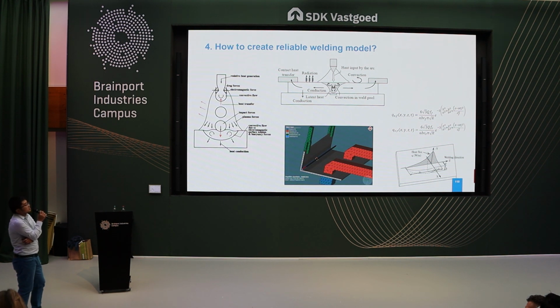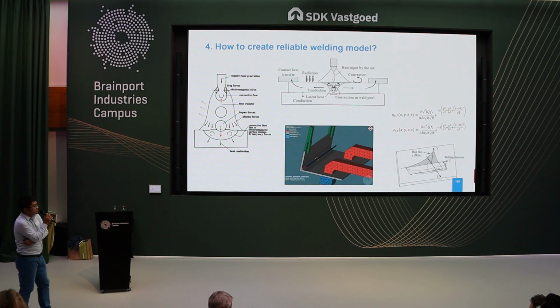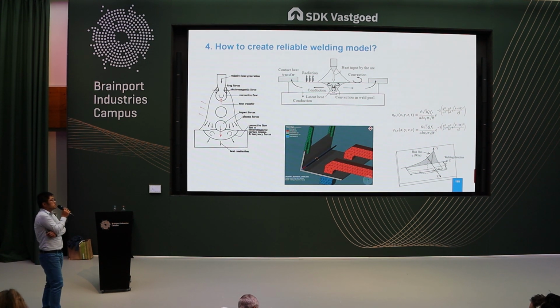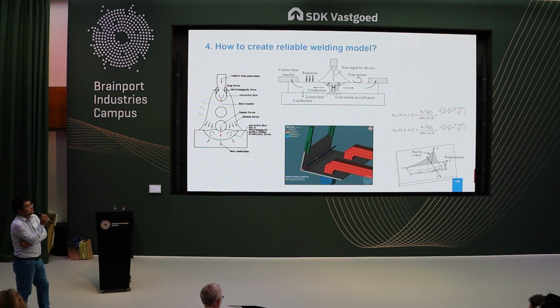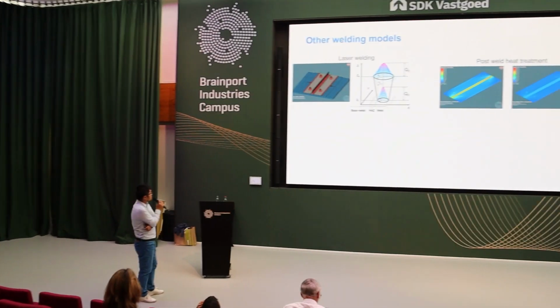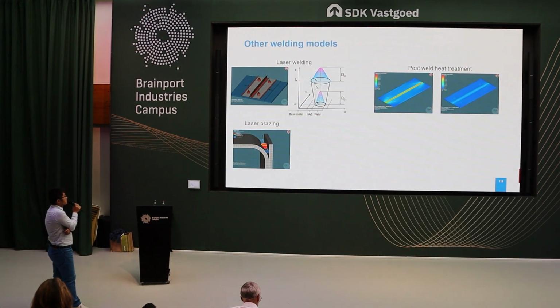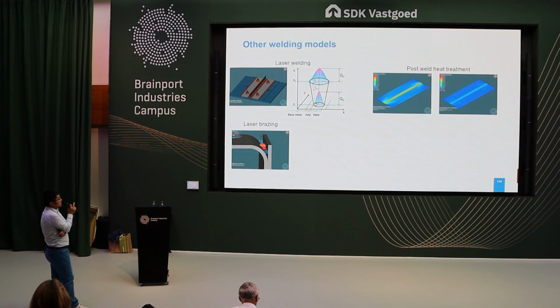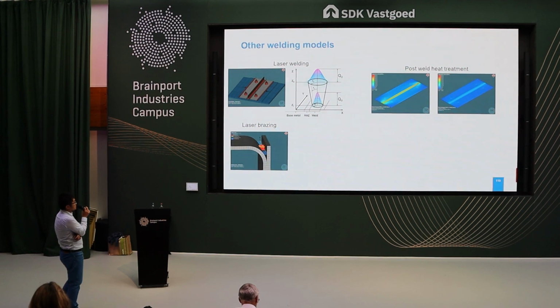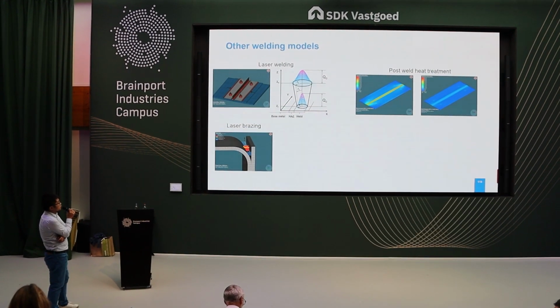You cannot fully represent all these forces in the arc. But luckily, there is a very smart guy called Goldak. He proposed a double ellipsoid heat source with Gaussian distribution on the right-hand side to represent the internally distributed heat flux. And this is an example for laser brazing, so we can also add some deposited material to join the workpiece.